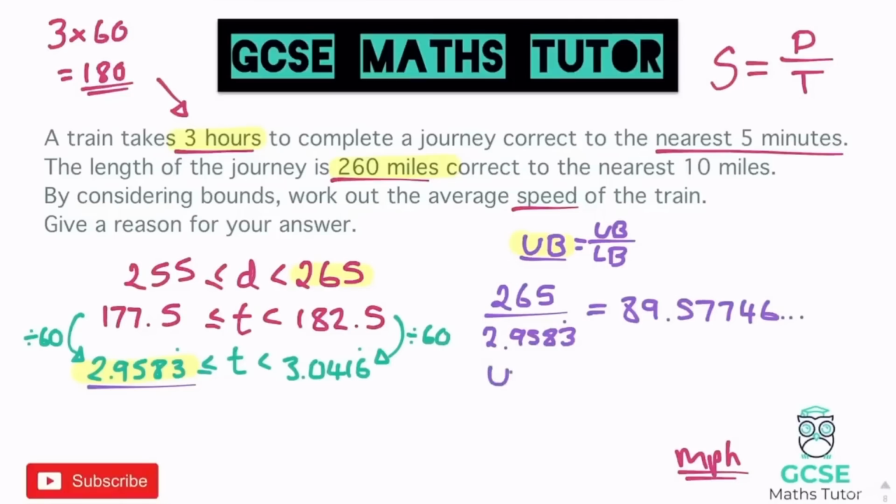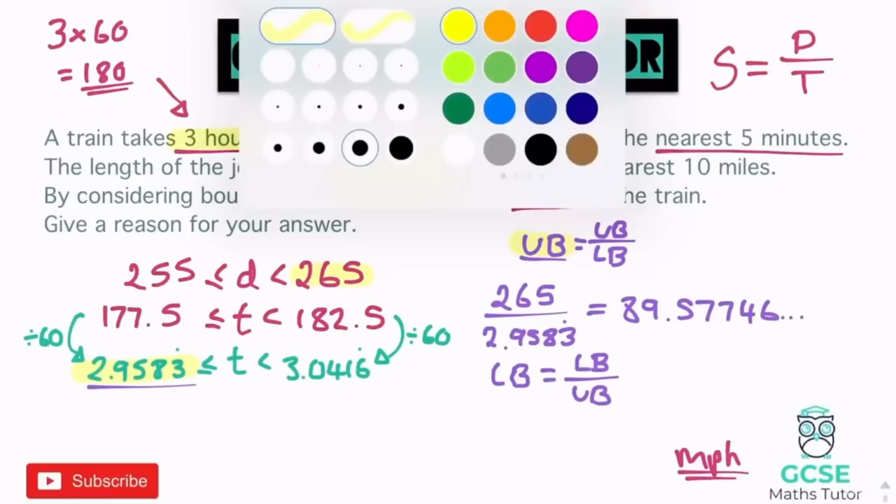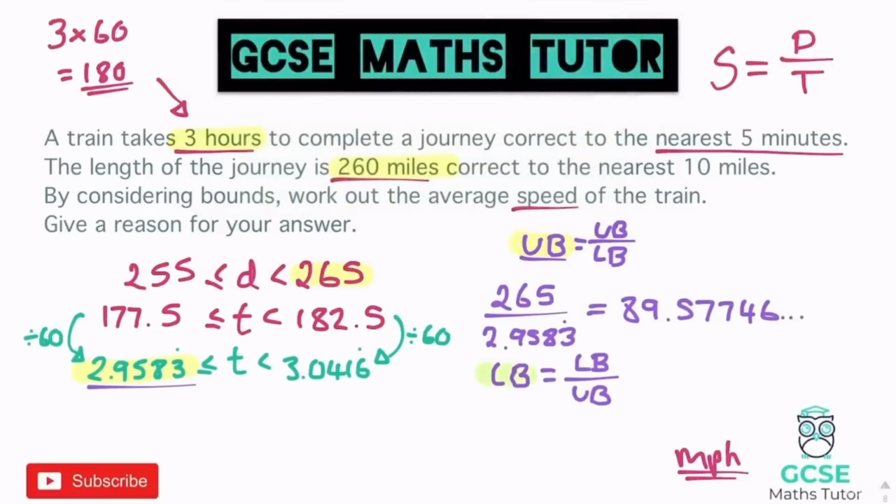Now to work out the lower bound. There we go. To work out the lower bound, we've got to do the lower bound. For some reason I keep wanting to write in the upper bound. We have to do the lower bound and divide it by the upper bound. Okay, so picking those numbers out nice and carefully, we've got the lower bound of the distance, 255, divided by the upper bound of the time there. Right, and typing those in, what do we get? So the lower bound there is 255, divided by 3.0416. Right, and let's type that in.